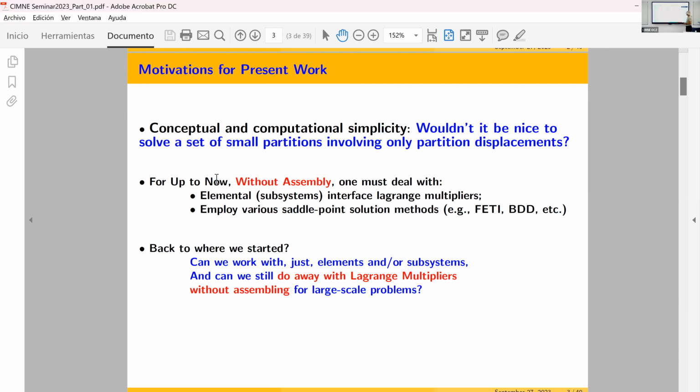The natural question, it's nice to ask a question sometimes, even to yourself. Wouldn't it be nice to solve a set of small partitions involving only partition displacement, nothing else? Okay? That's the question I set myself, to see whether I could actually do that. And up until now, without assembly, you had to introduce what we call interface dual variables, which are Lagrange multipliers. And my former colleague, Charbel Farhat, is the really original developer of FETI, along with his colleagues. So this is really now standard. Happy that you can do it.